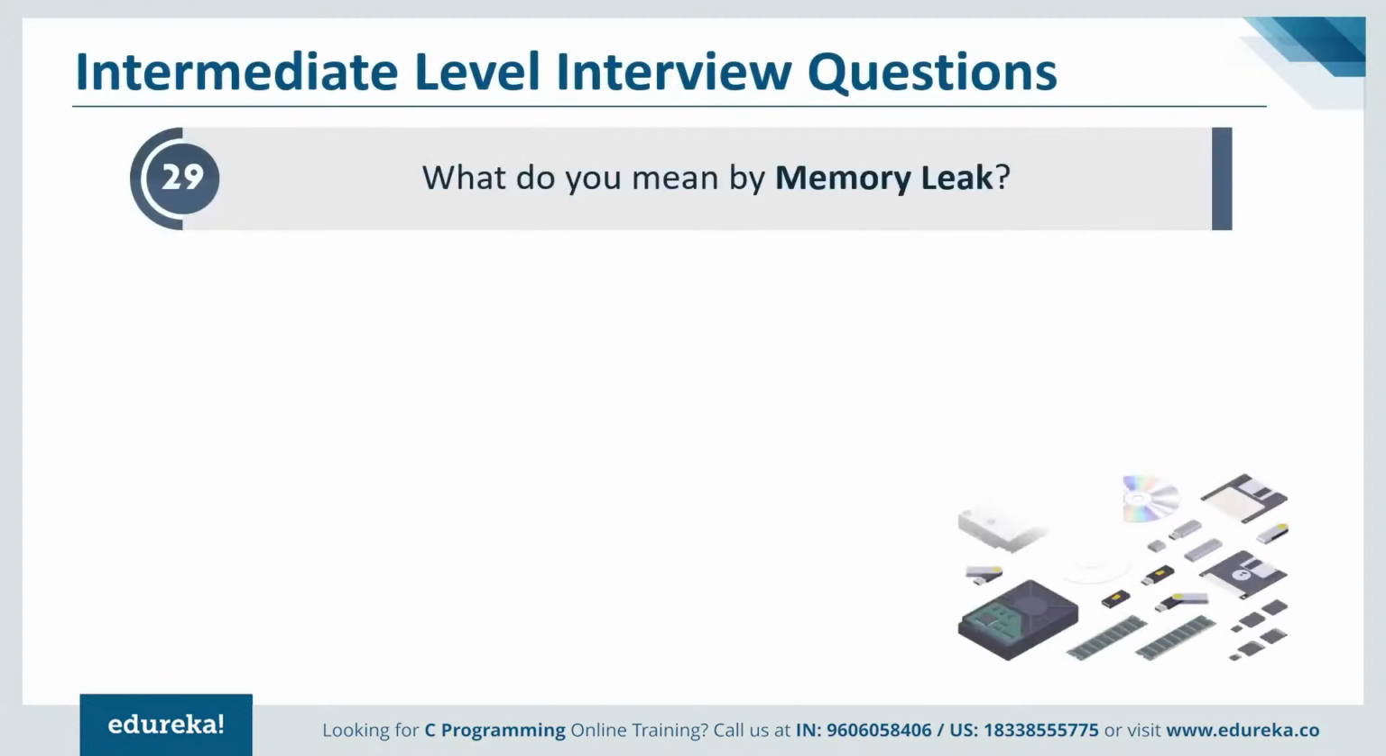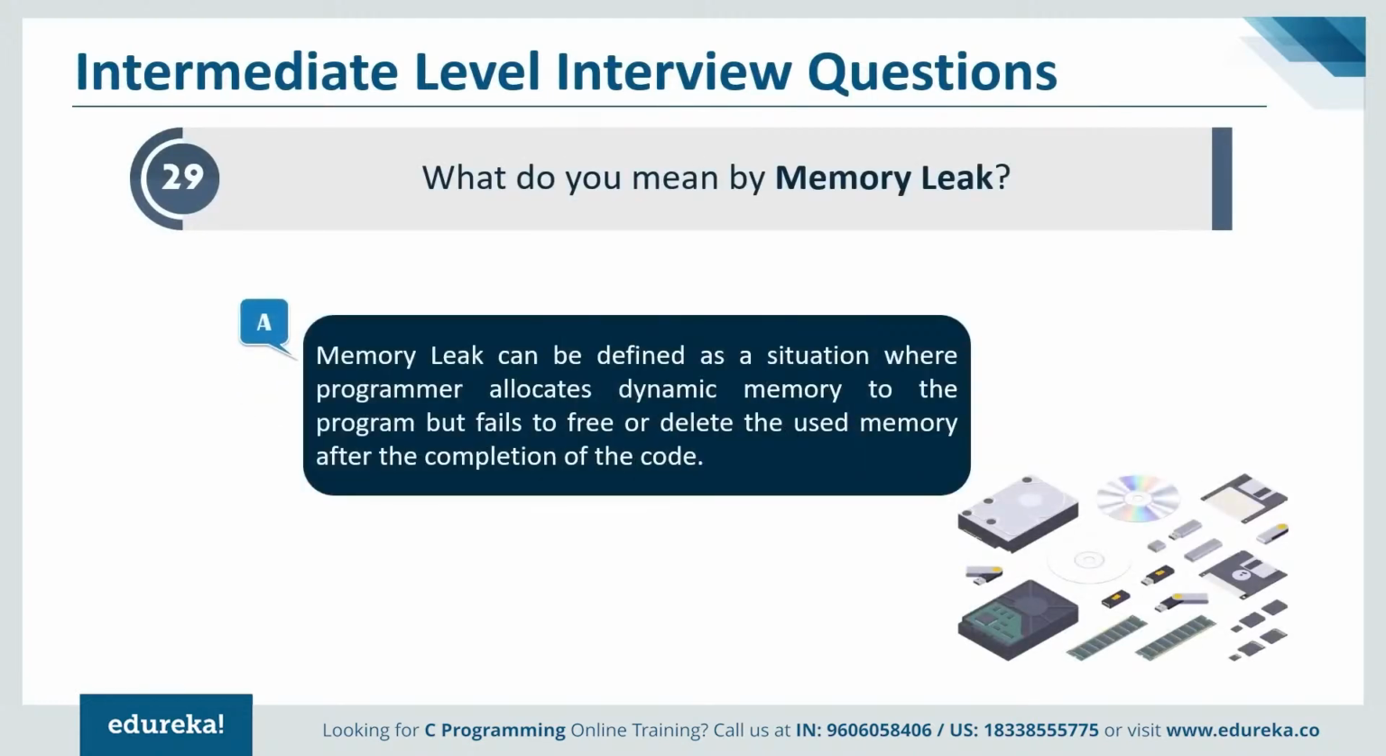What do you mean by memory leak? The answer for this question is, memory leak can be defined as a situation where the programmer allocates memory using dynamic memory allocation functions but fails to free it. For example, if you allocate memory to a program using any of the three memory allocating functions such as calloc, malloc, or realloc and forget to deallocate it, then the trouble may be that if another program requires the same memory, then the previous program will not release it because it will be storing the data from the previous program.